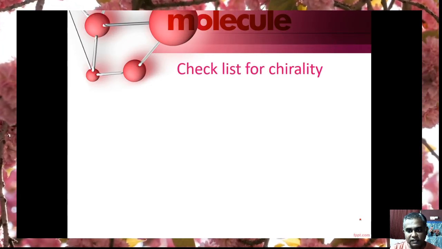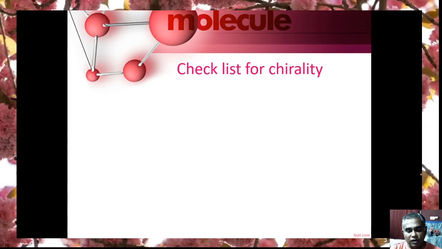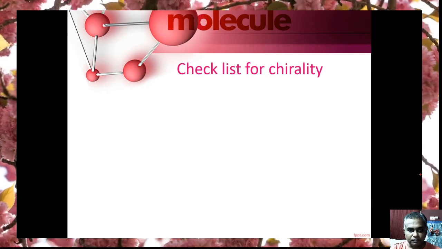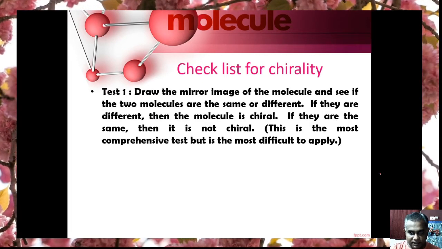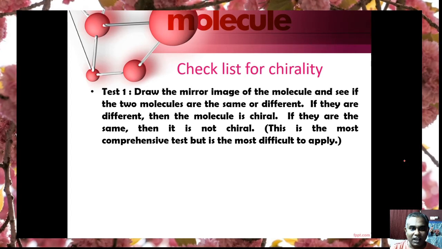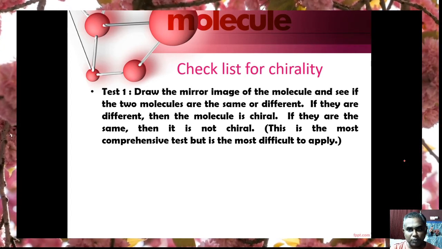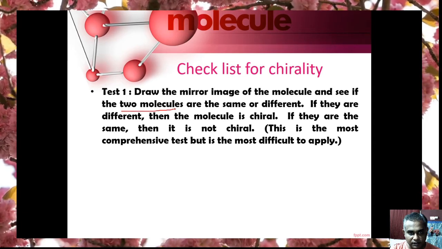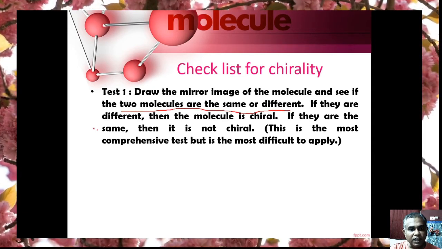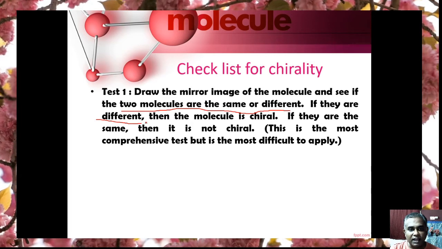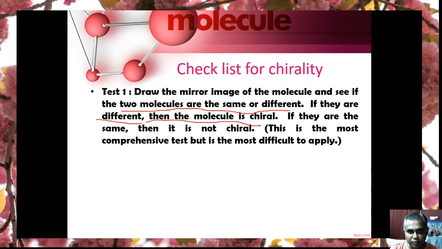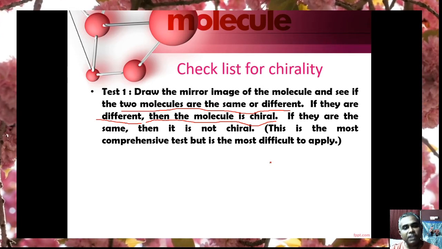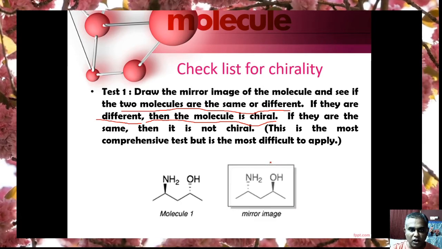Let us see some of the checklist for testing chirality in a molecule. The first test is we need to draw and see the mirror image of the molecule, and we have to check whether the two molecules are the same or different. If they are different and non-superimposable mirror images, then the molecule is said to be chiral. If they are the same, then it is not chiral.